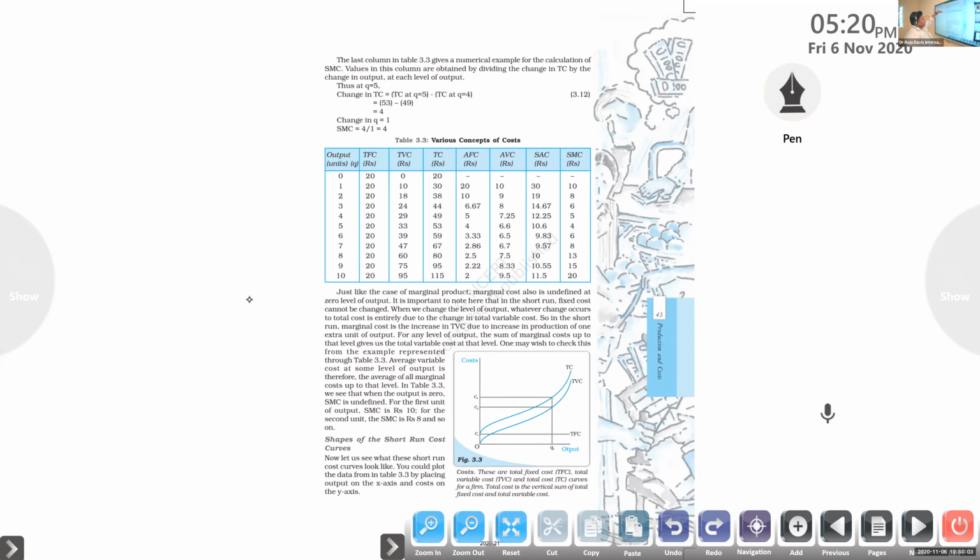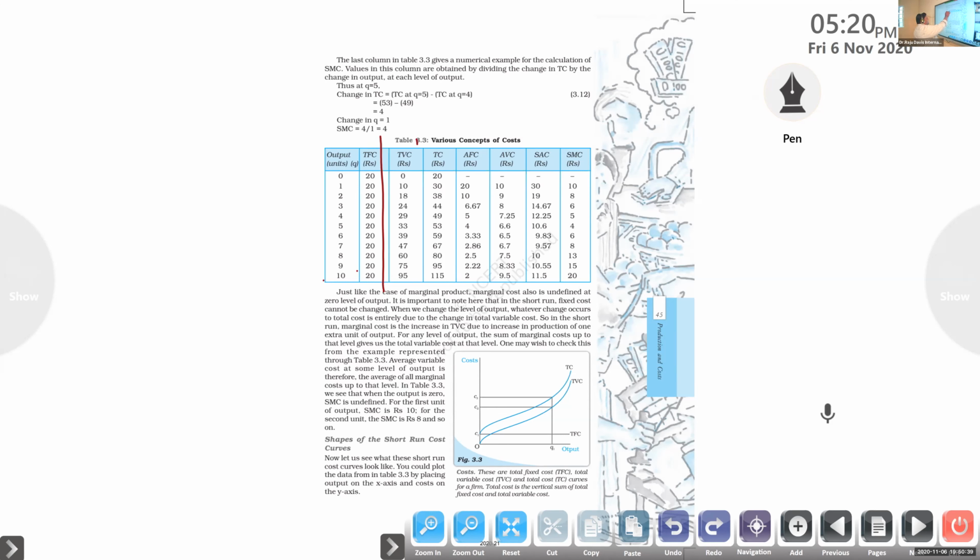But you can see here, product is increasing. Output is increasing. But the TFC is not increasing, because it is fixed. It is a table related with short run production. Short run production means one input will remain constant, one input will change. So TFC remains constant here. You can see it is 20. For all the different levels of output, the TFC, total fixed cost, is 20 only.